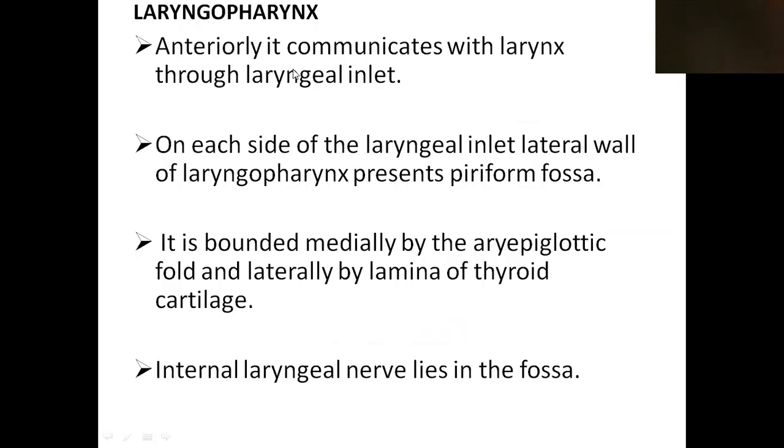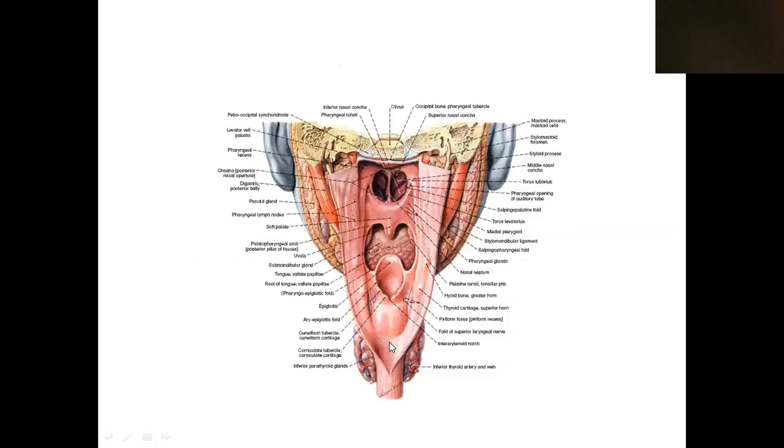Laryngopharynx communications. Anteriorly it communicates with the larynx. See, this is a posterior view of the pharynx. You see, here comes the laryngopharynx. Anteriorly it opens into the larynx. Inferiorly it continues with the esophagus.